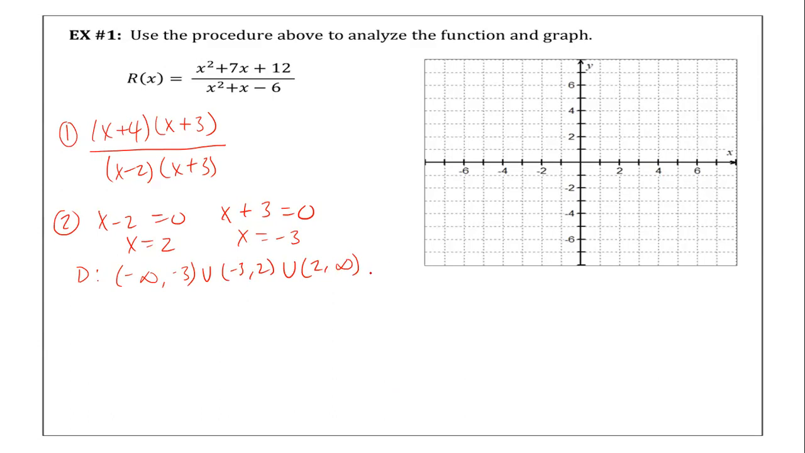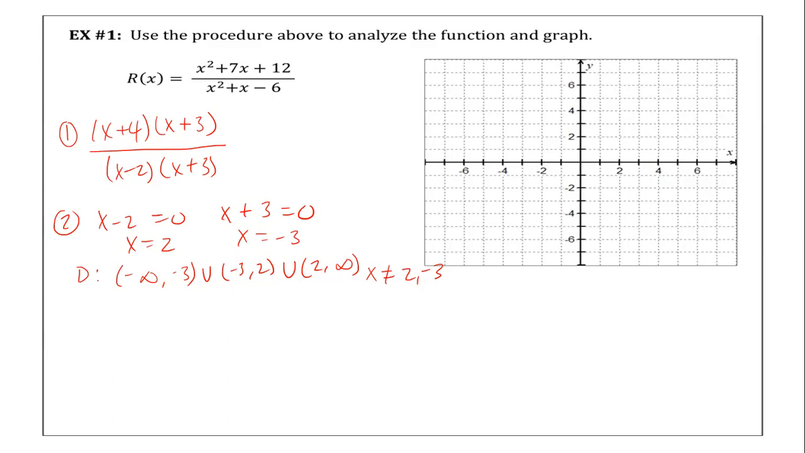And why is that? Because x cannot equal 2 and x cannot equal -3. Okay. Step 2, are we good? Step 3 is where we're going to find our intercepts.